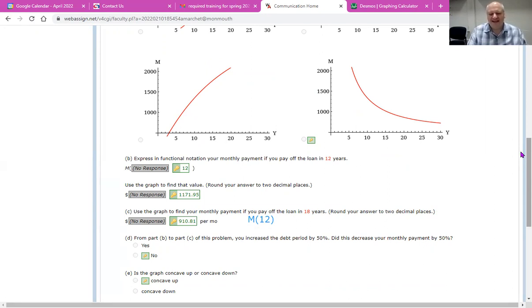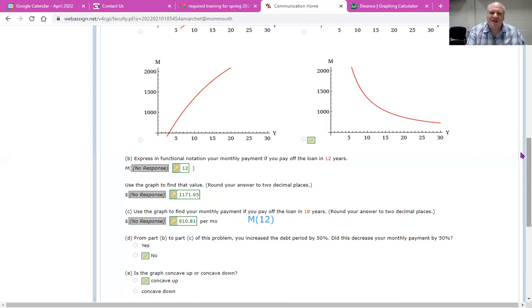It does say that you increased your debt period by 50%. Instead of 12 months, you're going to be paying it off in 18 months. Did that decrease your monthly payment by 50%? No, it did not. Your monthly payment did not get cut in half. It didn't go from 1170 to 575 or whatever. It went only down to 910. And the point of the matter is, it's not exactly perfectly equal that way. There's a lot involved. That e to the 0.005 and all that complication there makes it that you can't just assume if you do it.